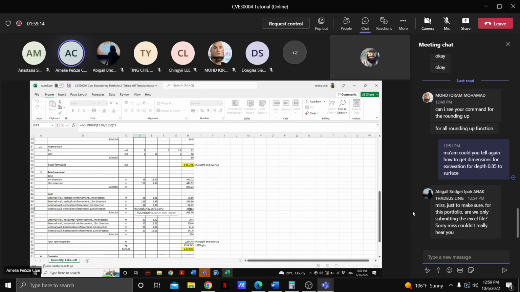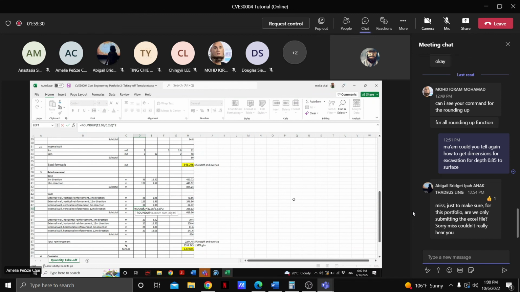Yes, for the Excel file, for submission, you only submit the Excel file. So you put in whatever calculations you have and drawings you have at the side here. Okay? This one, the dimension excavated at a depth of 0.85.